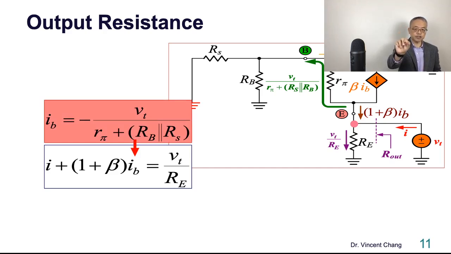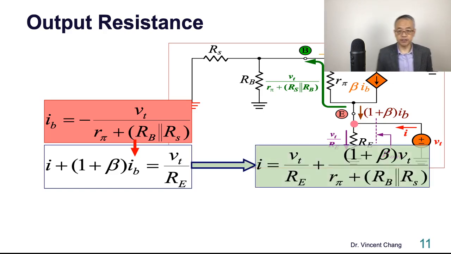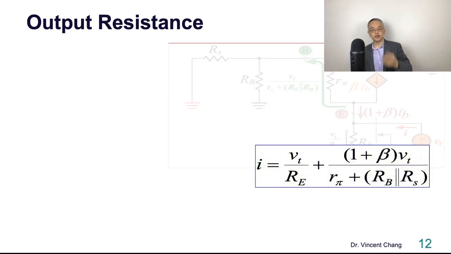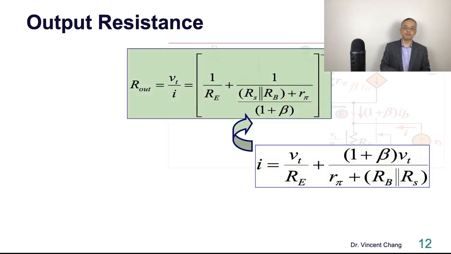So if you substitute IB with this red highlighted equation, then you see what? On the left-hand side is the testing current, and the right-hand side is the testing voltage. So now the answer comes out. The output resistance comes out.